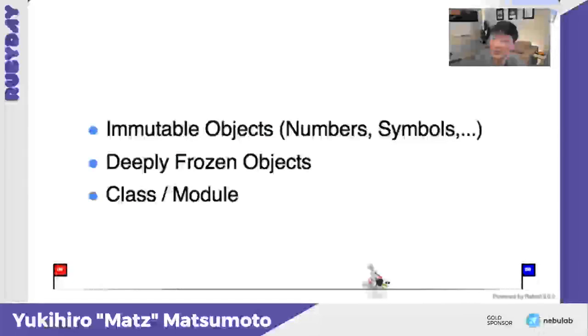As a result, we don't have the giant interpreter lock between Ractors, so Ractors can run independently from other Ractors. It utilizes multi-cores.